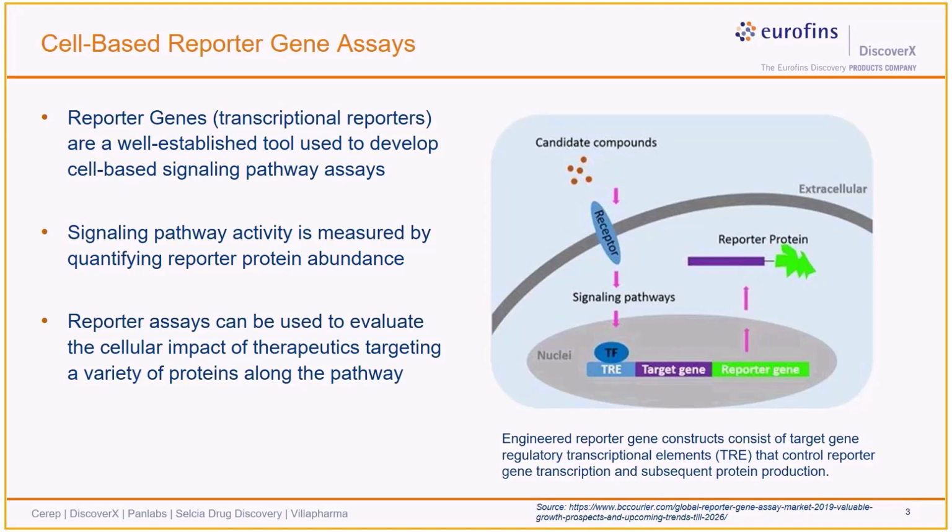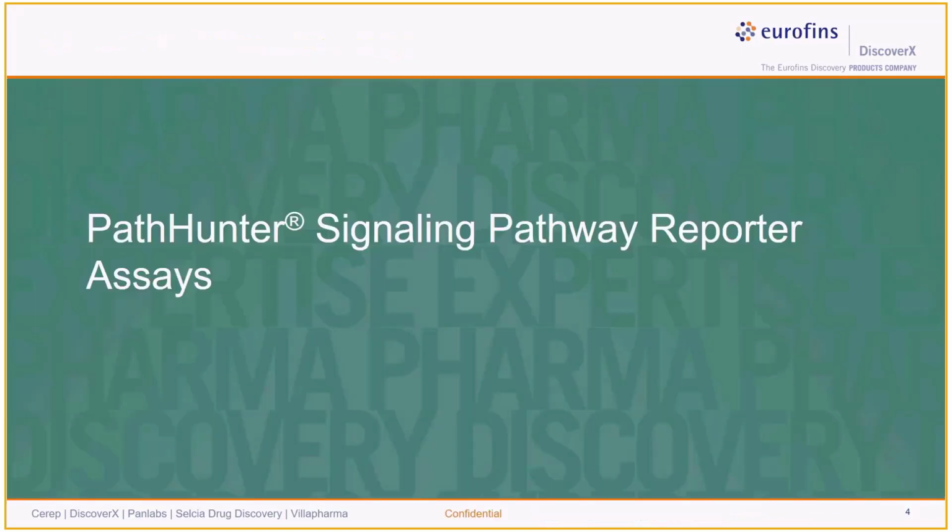Some commonly used proteins for reporter genes are luciferase or fluorescent proteins, since they are readily and easily measured. Thus, the abundance of a reporter protein represents a direct measurement of signaling pathway activity. Effects of therapeutics modulating pathway signaling can therefore be evaluated by measuring changes in reporter protein expression. In the following slides and for the rest of my presentation, I will describe how we have developed reporter gene assays using the well-established Eurofins DiscoverX enzyme fragment complementation technology.